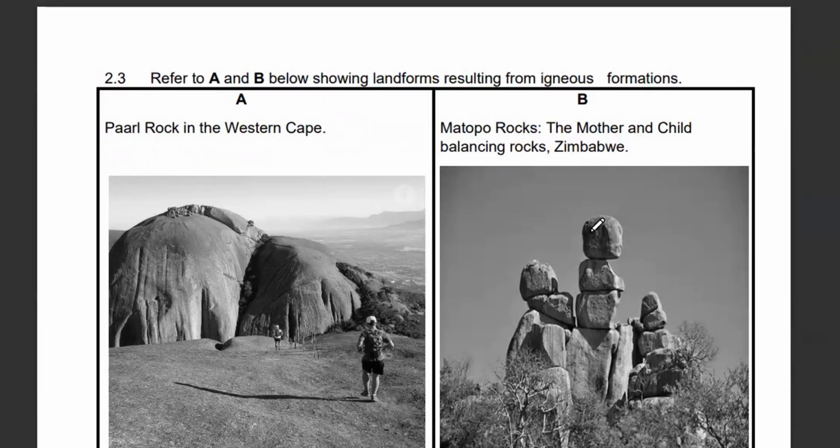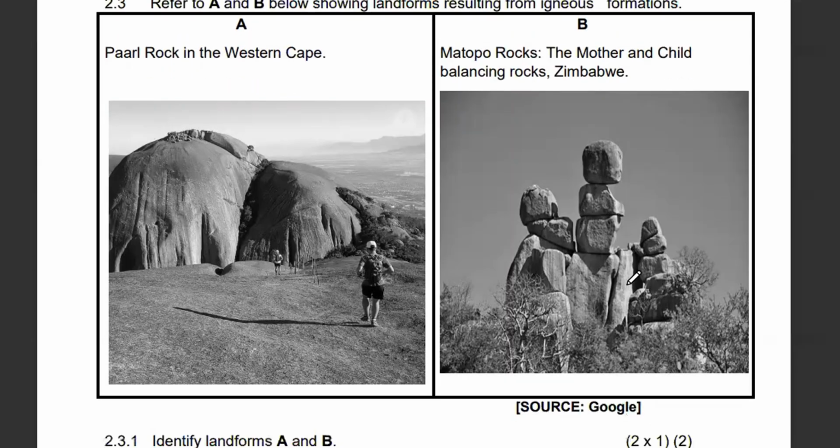Refer to A and B, showing landforms resulting from igneous formations. We have the Power Rock in Western Cape, and we have Matopo rocks, which is the mother and child balancing rocks in Zimbabwe, in Matabeleland, to be specific. Those two features are going to be our features of reference to answer the questions.